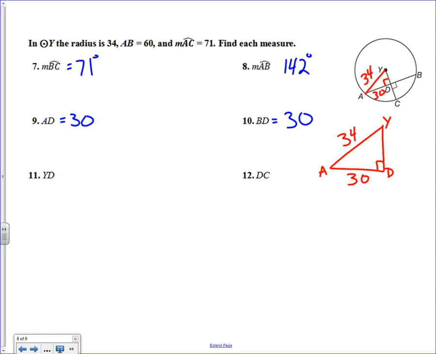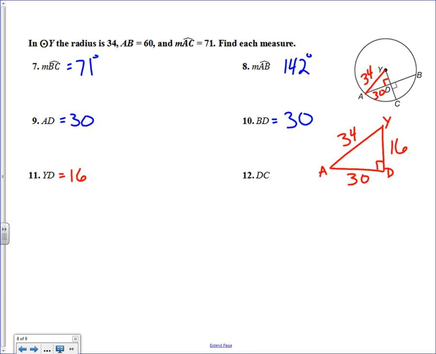Well, it's 34 squared minus 30 squared, and then we need to take the square root of that. And the square root of that is 16. So YD is actually 16. And DC, well, we could set it up the same way, or try to. It would be a little bit more difficult, probably.